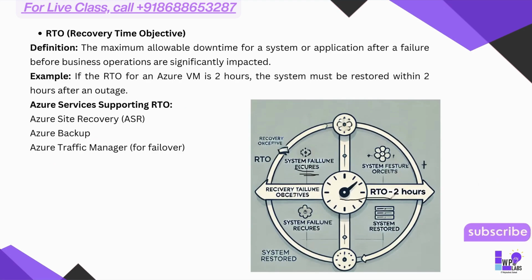And in the center, we have RTO, which is set as RTO 2 hours. This is the maximum time allowed to restore the system before it will cause a major business impact. The timeline arrow represents the countdown from the failure time to the recovery deadline. And finally, on the right hand side, we have system restored. What do we mean by system restored? This point indicates when the system is back online and in operational hours.